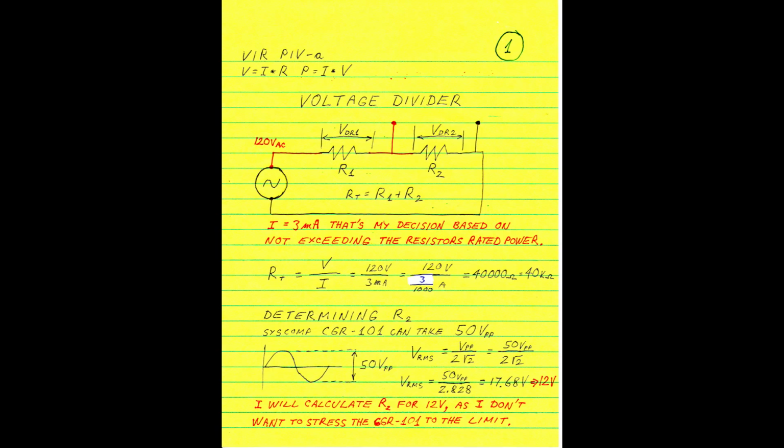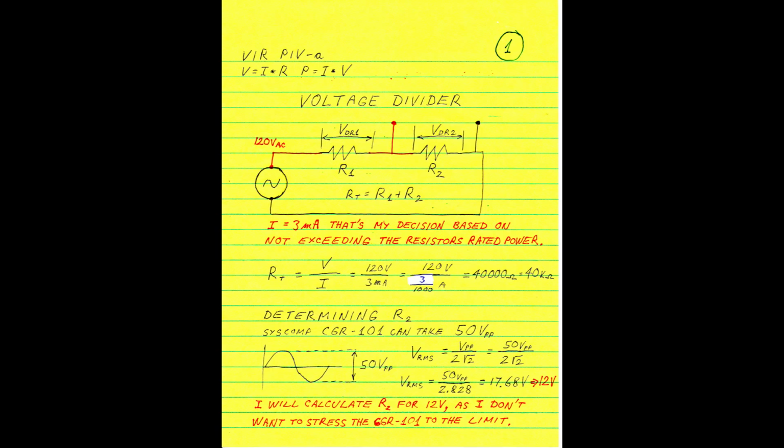RT equal V divided by I. It's equal 120 volts with 3 milliamps, and it's equal 120 volts with 3 divided by 1000 amps, and it's equal 40,000 ohms, and that's equal 40 kilo ohms.